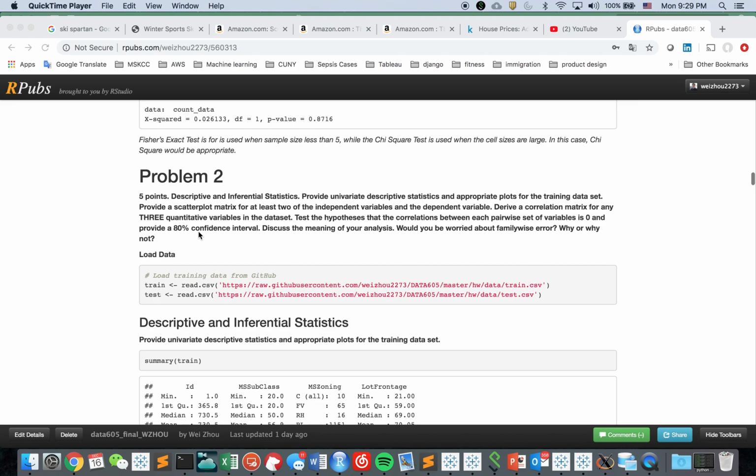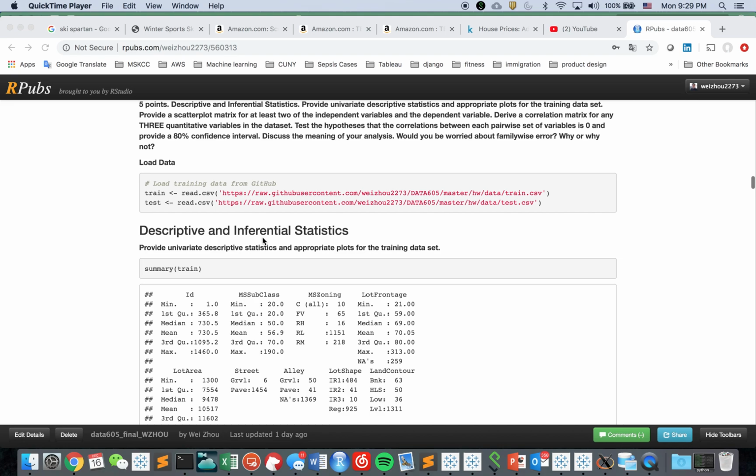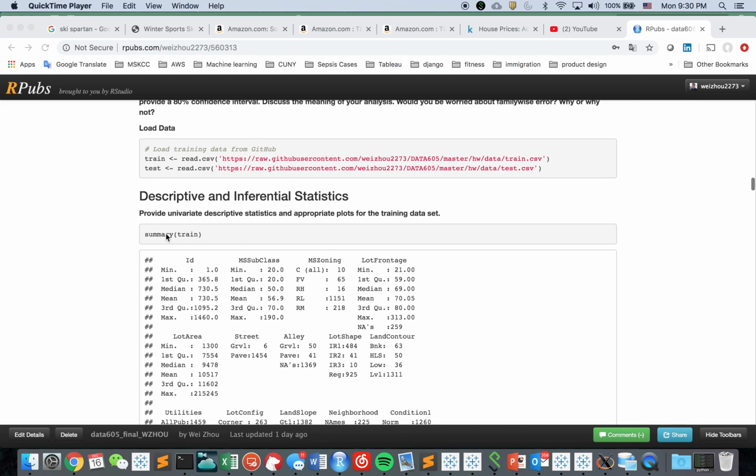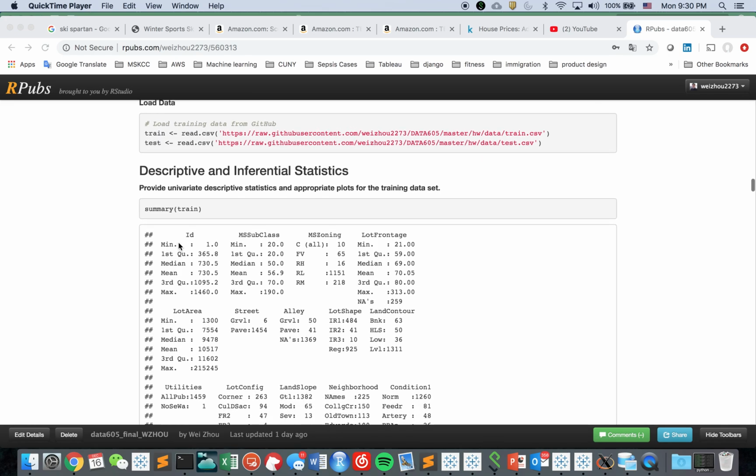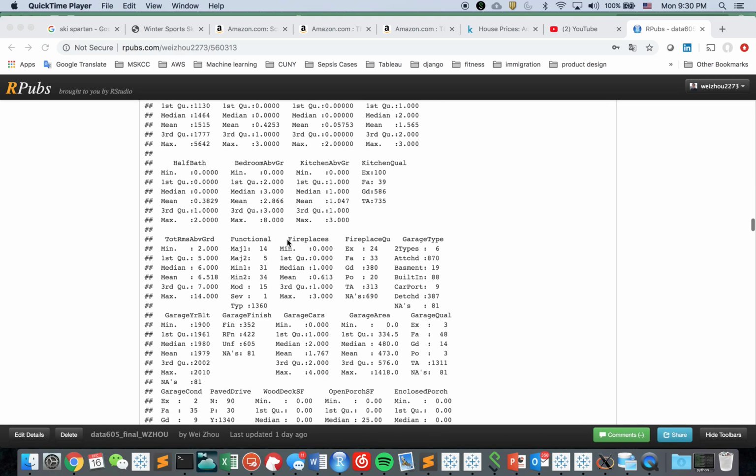The second problem for the final project is using the housing price data set from Kaggle.com and doing a series of analyses. The first one is the descriptive and inferential statistics. Here I'm simply using the summary functions, so we can get a distribution of those quantitative variables, and we can also get the qualitative variables analysis.